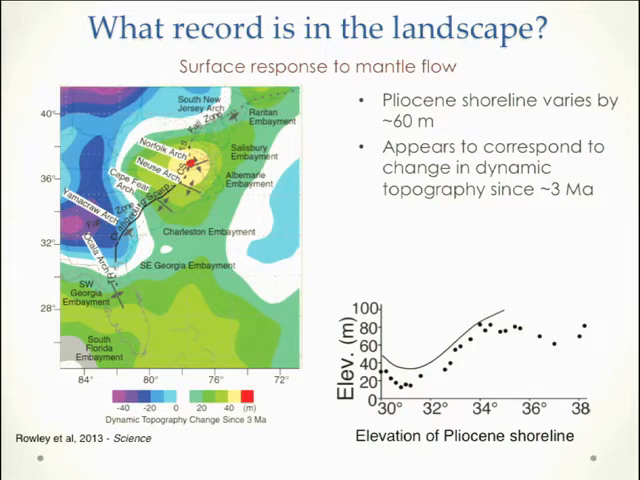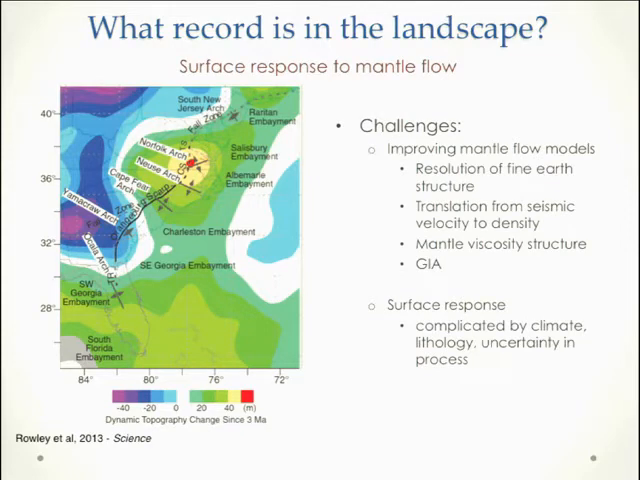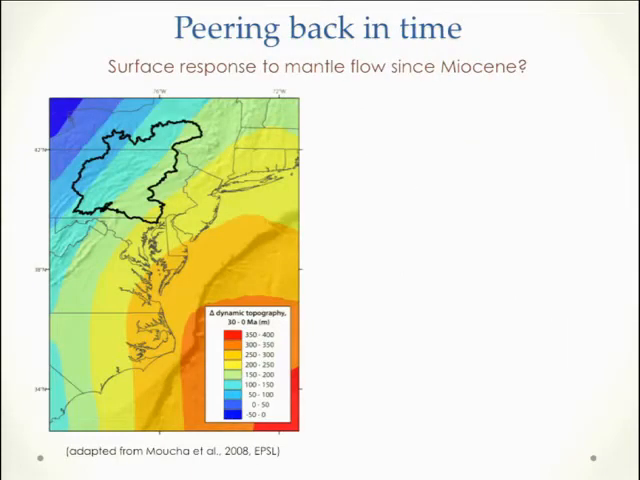And these authors found the coincidence compelling: over the same wavelength of 2 or 3 degrees of latitude, there was about the same variation in amplitude of apparent deflection of this Pliocene shoreline. Of course, the challenge faced by this community is to understand how the finer structure, the relationship between seismic velocity and density, and mantle flow all feed back, particularly with changes in ice loads. And so when one tries to dig deeper back in time, it gets particularly complicated. So I wanted to show you a very quick example.